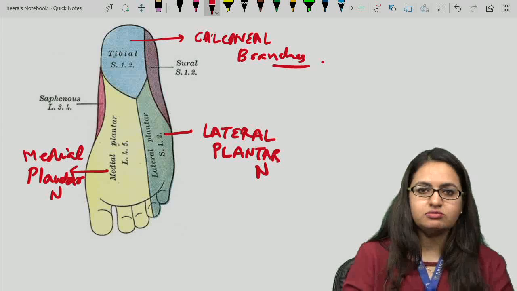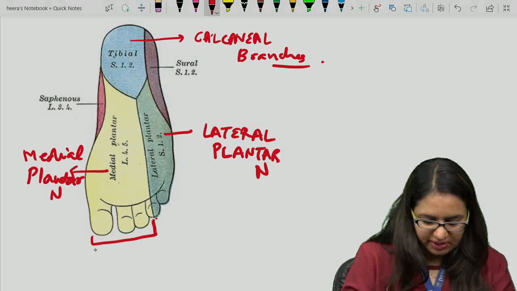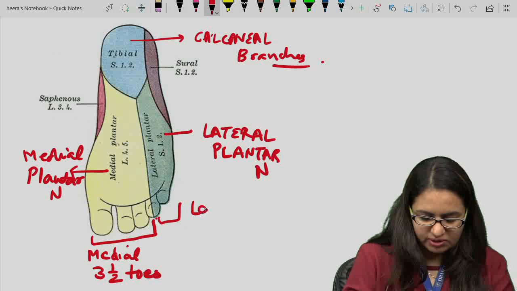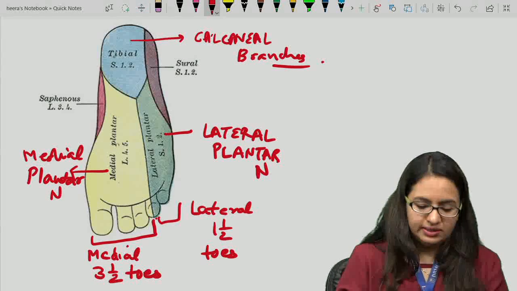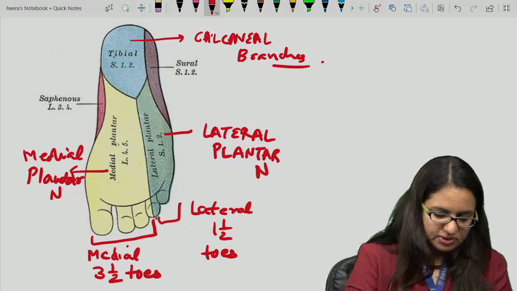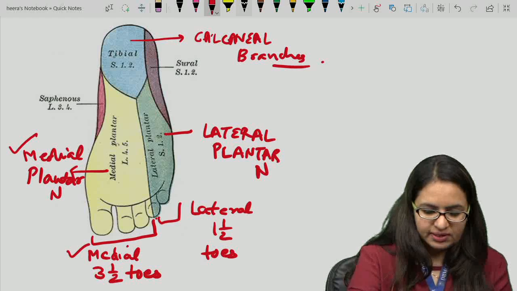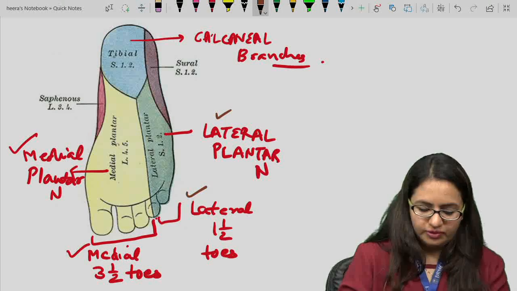The lateral plantar nerve is also a branch of the tibial nerve. When we go towards the toes, the medial plantar nerve supplies the medial 3.5 toes, and the lateral plantar nerve supplies the lateral 1.5 toes. Along with it, they also supply the nail beds. That means the medial plantar nerve supplies the nail beds of the medial 3.5 toes, and the lateral plantar nerve supplies the nail beds of the lateral 1.5 toes.